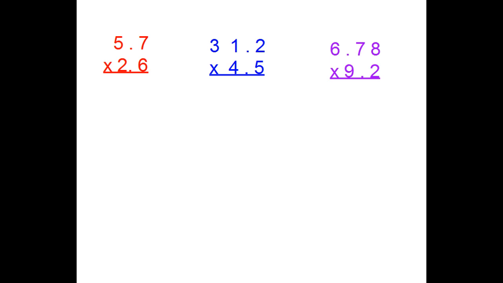Here we go. 6 times 7 is 42. Carry my 4. 6 times 5 is 30 plus 4, 34. Marco Polo. 2 times 7, 14. 2 times 5 is 10 plus 1, 11.